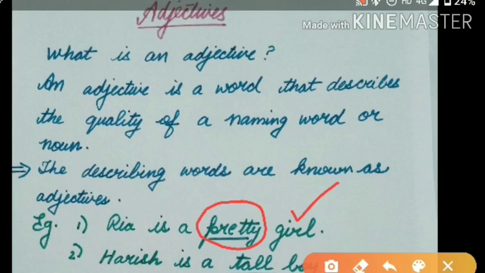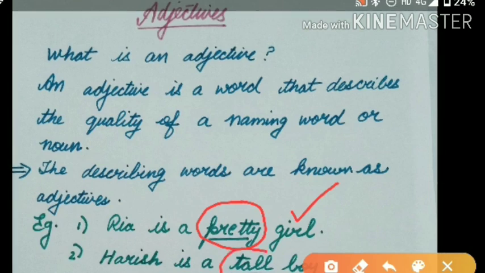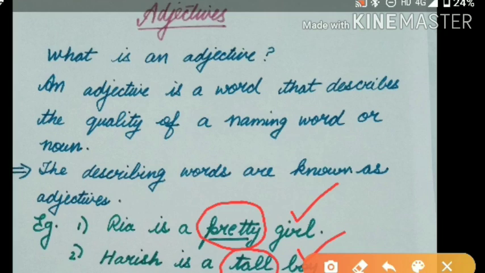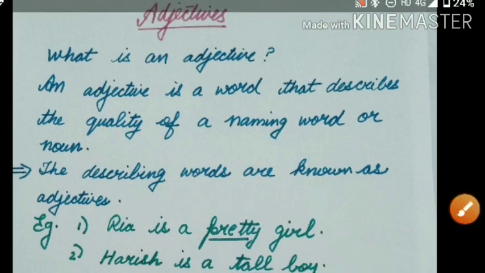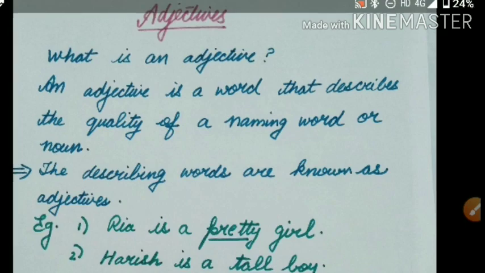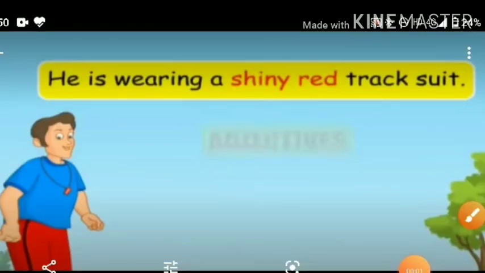Harish is a tall boy. So what kind of boy is Harish? Harish is a tall boy. So it is describing the noun boy. So these describing words like pretty, tall, these are known as adjectives. Let us see more examples.